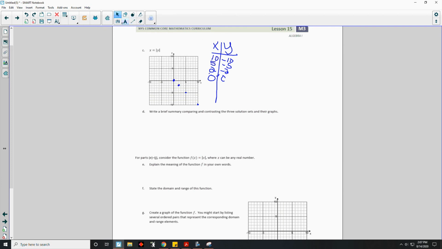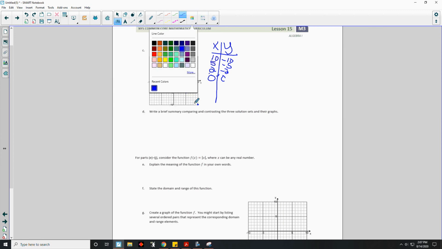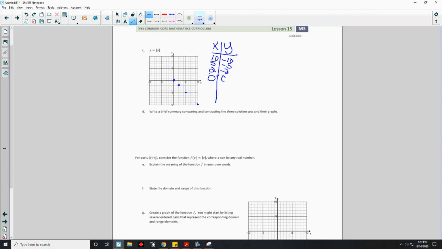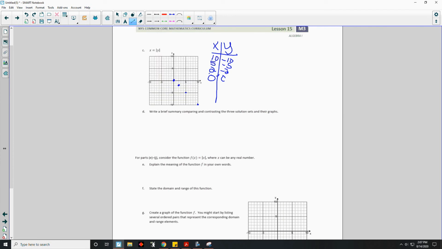Okay, let's try that again. Thin, blue. What is going on? This, this, this, this, blue. There, that's better. So approximately right there. Okay.